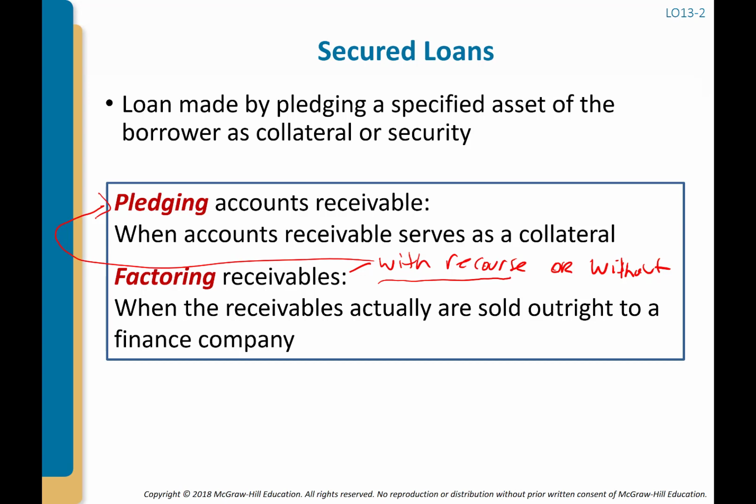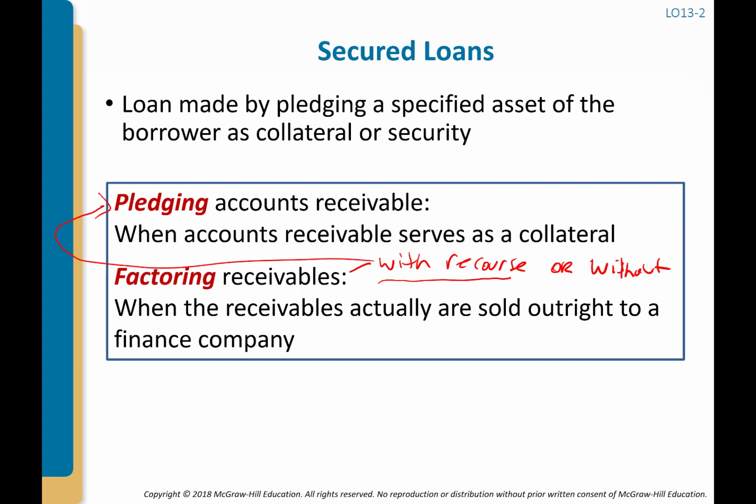All I'm saying is, if it's without recourse, then we're done. I'm going to take the liability off the books. I'm going to take the accounts receivable off the books. There's not going to be any note payable associated with this because I essentially sold it to you outright. And if you can't collect, too bad, you lose.